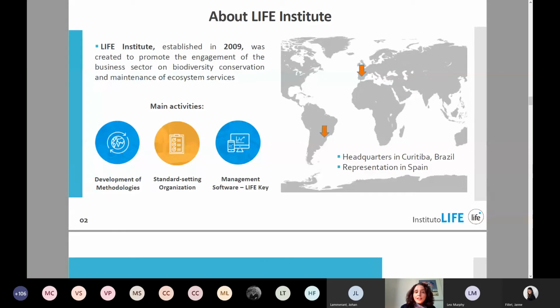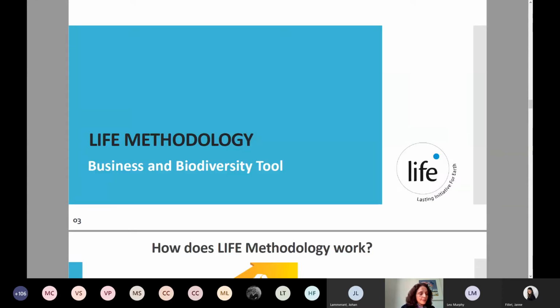Life Institute was established in 2009, and we were created to promote the engagement of the business sector on biodiversity conservation and maintenance of ecosystem services. Our headquarters is in Curitiba, in the south of Brazil, and we have representation in Spain. Our work is linked to development of methodologies. We are a standard setting organization, and we manage our software LifeKey.